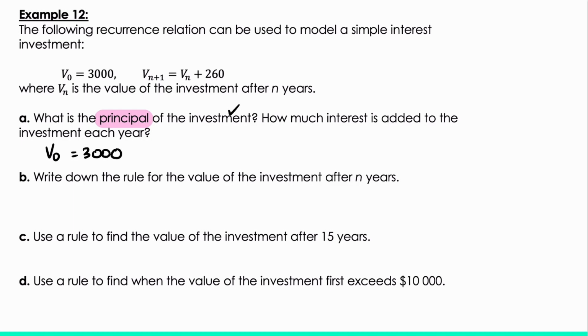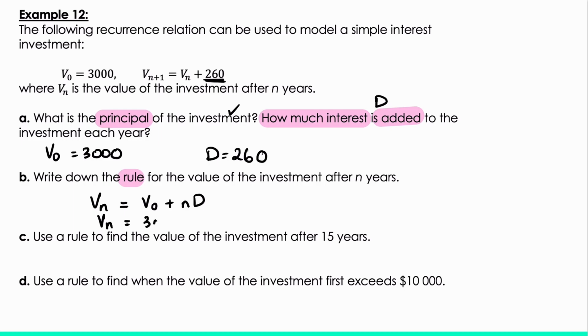And then how much interest is added to the investment each year? That's talking about our D value, and we can read from the question that D is equal to 260. Now these are the two key things, because part B is asking us to write the rule. So a general rule looks like this: our current term will be equal to the initial term plus n times D. So Vn is going to equal 3000 plus 260n. Now I can just sub in whatever value of n and it'll multiply by 260 to give me that many lots, and then I'd add it to the initial value.